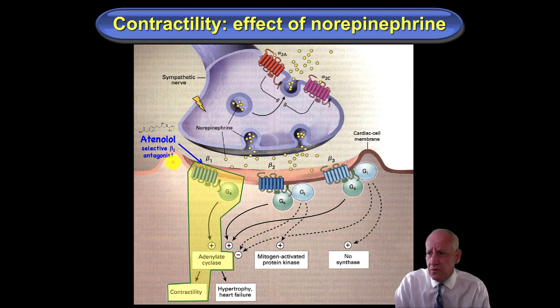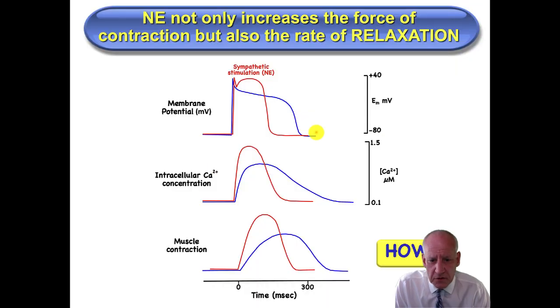And this is done to decrease the workload of the failing heart and also to prevent that detrimental remodeling of the myocardium that occurs over the long term in heart failure due to the bombardment of the beta-1 receptor in the heart with persistent sympathetic drive. So let's go back and consider the effect of norepinephrine on the pumping performance of the heart.